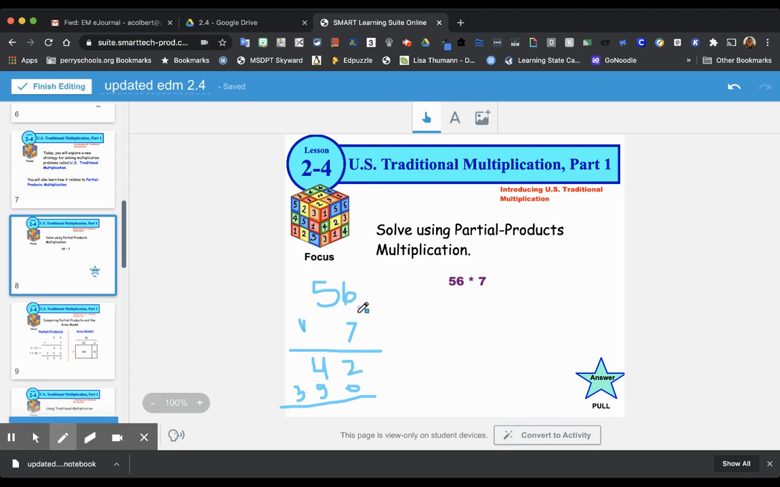I did my ones place first, so I did 6 times 7, which I know is 42. And then I moved over and I'm taking 50 times 7 because that 5 is in the tens place. And I can see that that's 350. And then I can add my two partial products together, giving me an answer of 392 for partial.